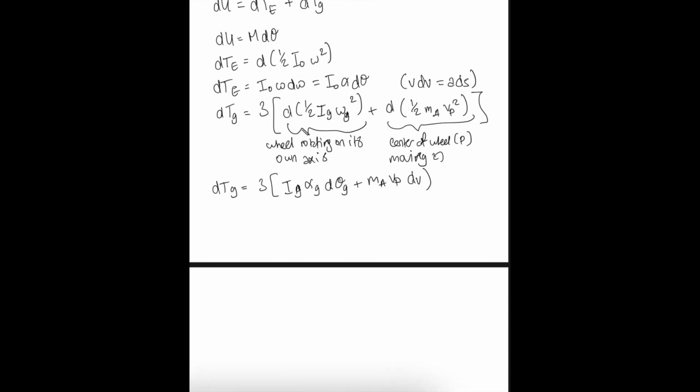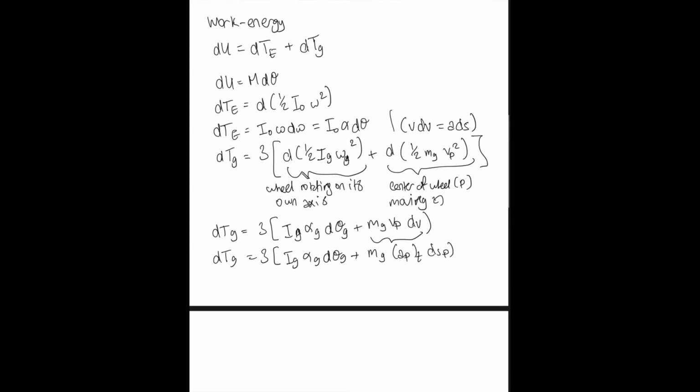Sorry. So ma actually is just the mass of the gears, so it's supposed to be mg. Now if we simplify that further, this expression over here can be simplified further to give us Vp dv, which is also equal to apt dsp. This is the same expression as this one. So vdv is equal to ads.